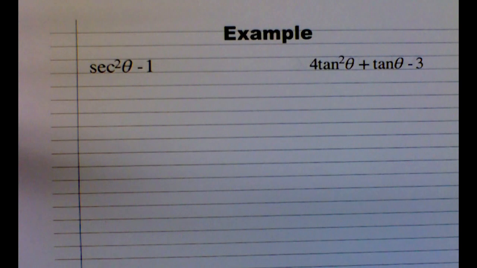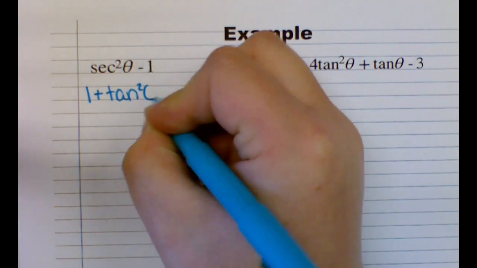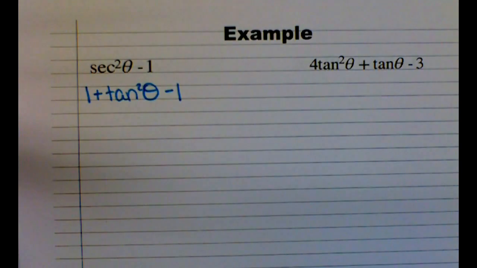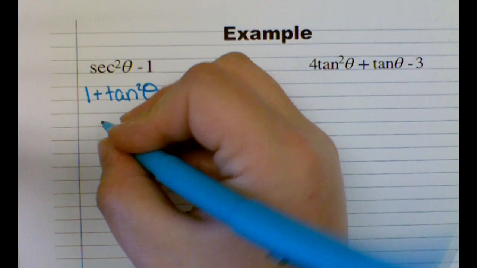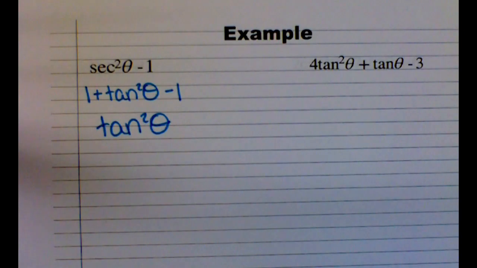All right, secant squared of theta minus 1. Well, I know secant squared of theta is equal to 1 plus tangent squared of theta. So I can plug that right in and keep that minus 1. Oh look, plus 1 and minus 1 cancel, leaving me just tangent squared of theta.